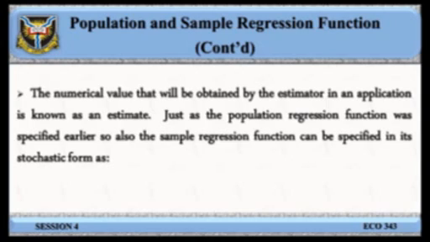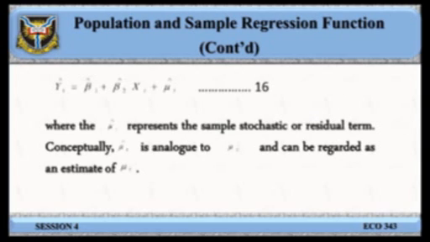Just as the population regression function was specified earlier, so also the sample regression function can be specified in its stochastic form as Yi = beta 1 cap + beta 2 cap Xi + ui cap, equation 16, where ui cap represents the sample stochastic or residual term. Conceptually, ui cap is analogous to ui and can be regarded as an estimate of ui.